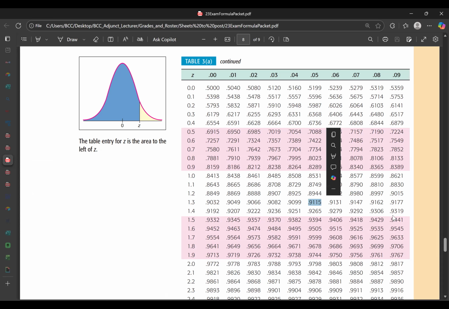We said 1.3 and 5, so it'd be 1.35. You come down to 1.3, then come across to the 5 up top and look at where they intersect, which is right there: 0.9115. No problem. I have one more question.